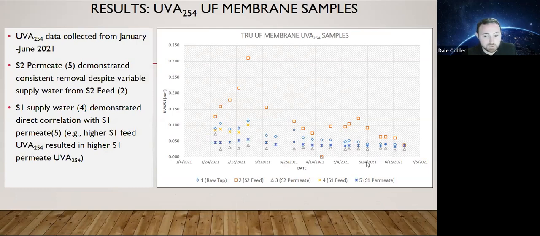This sample is then blended with the raw tap, which is sample number 1, to provide supply water, sample number 4, to the first stage UF membranes. Both UF membrane systems demonstrated consistent removal of organics despite variability in the feed water, as is evidenced by the permeate samples for both of those, which are samples 3 and 5 respectively. However, it is noted that the removal was still less than that of the conventional filtration treatment.